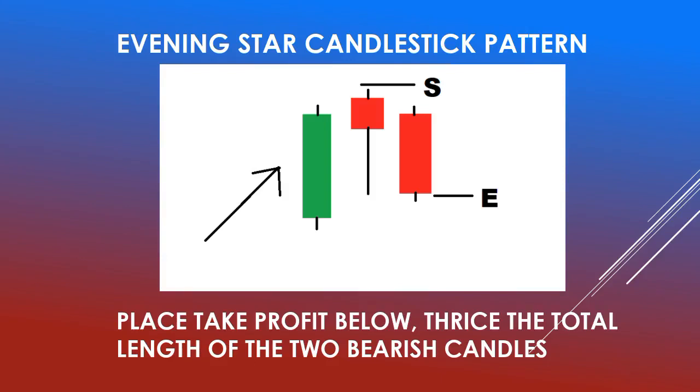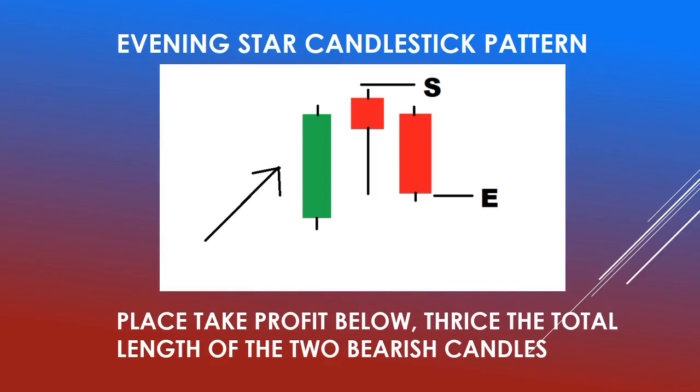In the initial image, we have a green, a small green, and a red candle. But this time around, on this particular image, we have a small red and a longer red candle to the right side of the green candle. To place take profit, you measure the length of the two candles on the right side, from point S to point E, and you multiply the pip length by 3.